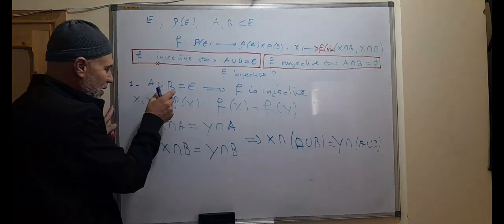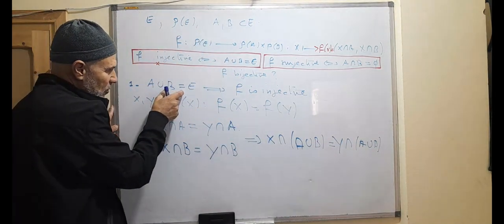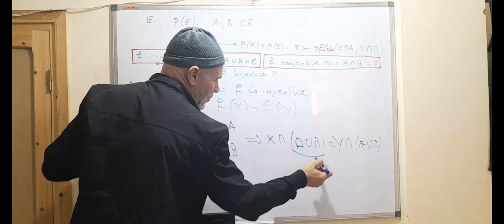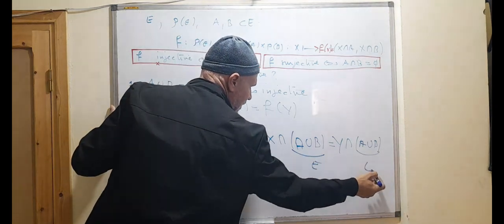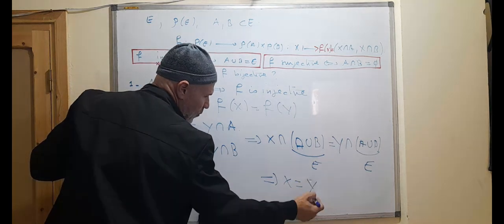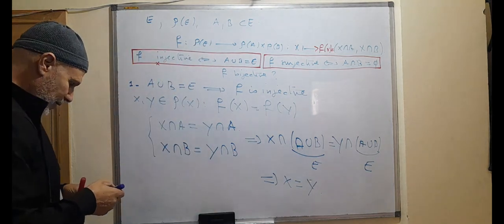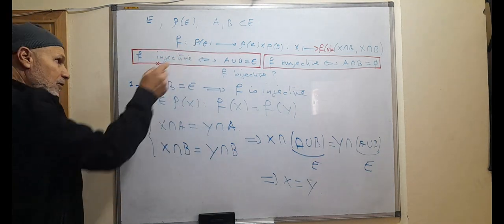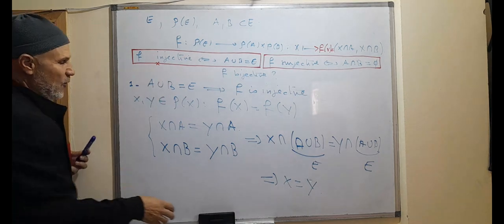Since we suppose that A union B is equal to E, this is equal to E, and this is equal to E, which means that X is equal to Y. So this is the sufficient condition. We proved this first question.